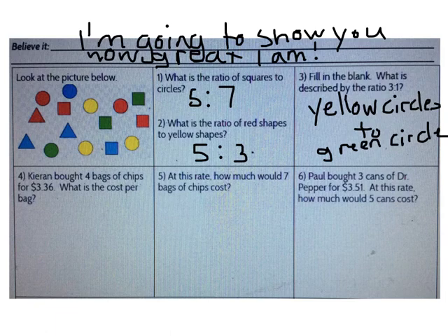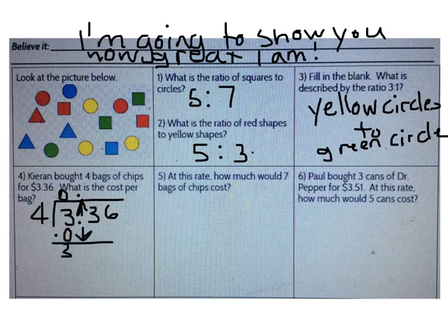Now let's do a price per one problem. Kyron bought 4 bags of chips for $3.36. What is the cost per bag? Well, I can start by dividing $3.36 by 4. Remember to bring your decimal point straight up. How many times does 4 go into 3? 4 goes into 3 0 times. 4 times 0 is 0, and there are 3 left over.